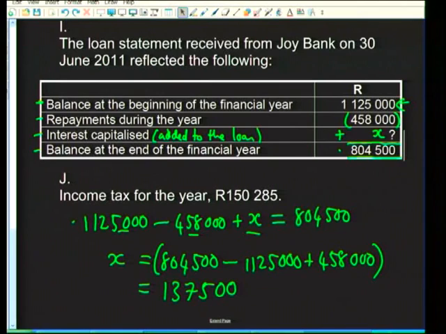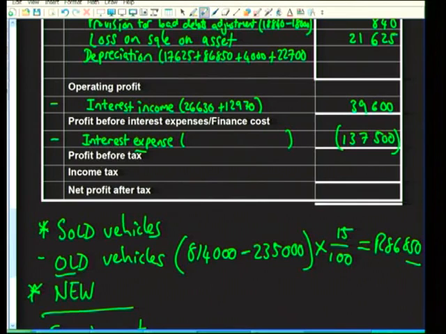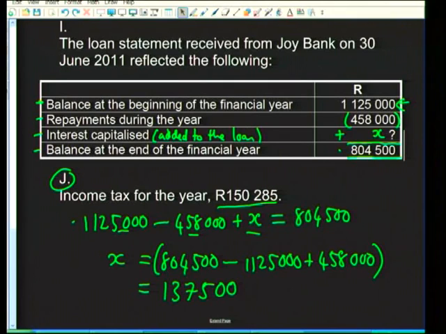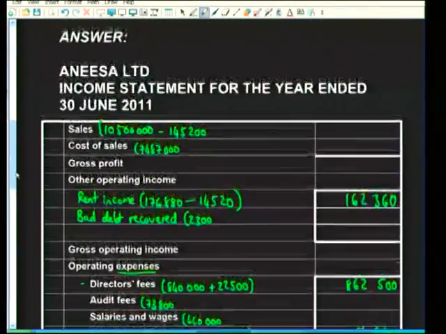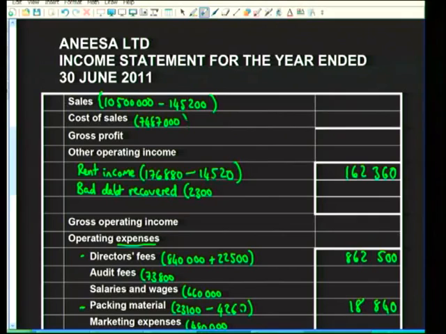Right, let's have a look at the final adjustment. The final adjustment in this question is adjustment J over here, which is the adjustment on income tax. All they did is tell us that the income tax is 150,285. So what we do with this adjustment is we just go to the income tax amount and we simply write the answer here again, remembering that it should be in brackets. 150,285. Now we've done actually all the adjustments.